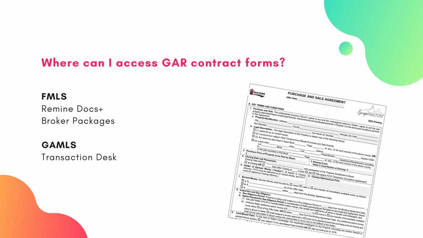So, which leads me into my next question, which is where can I access the GAR forms? FMLS or Georgia MLS? FMLS is much more user-friendly to most of us, so I do recommend accessing those through FMLS. It doesn't have to be an FMLS property to use Docs Plus. And if you prefer Georgia MLS, it is going to be available to you in the Transaction Desk.